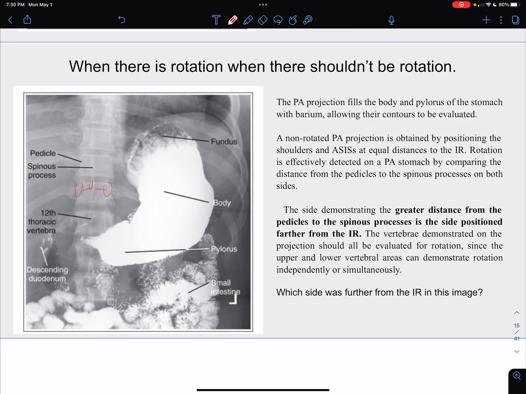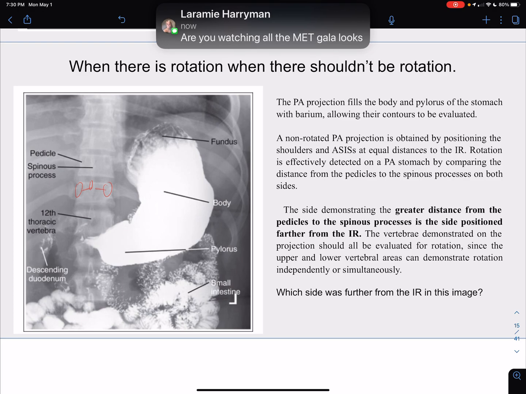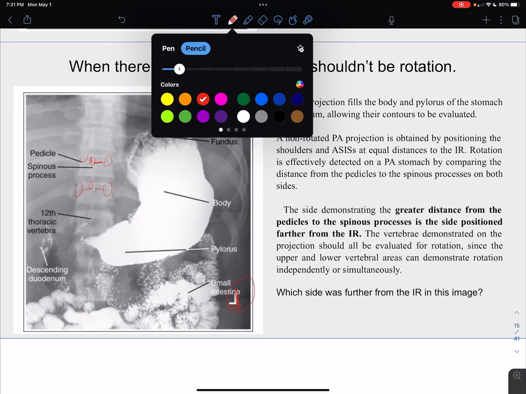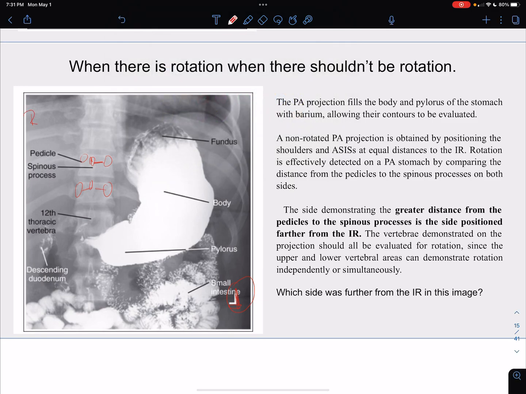Not enough to worry about, but there is just a tad. If we're in a PA, remember, this goes back to our basic chest principle. If we are in a PA, everything is wider, wider, wider, okay? So where there is a wider distance between the pedicle and the spinous process, that's the side that has a wider distance between the IR and the patient's body, okay? So since there's a wider distance, this means that the right side was closer to the IR on this image.